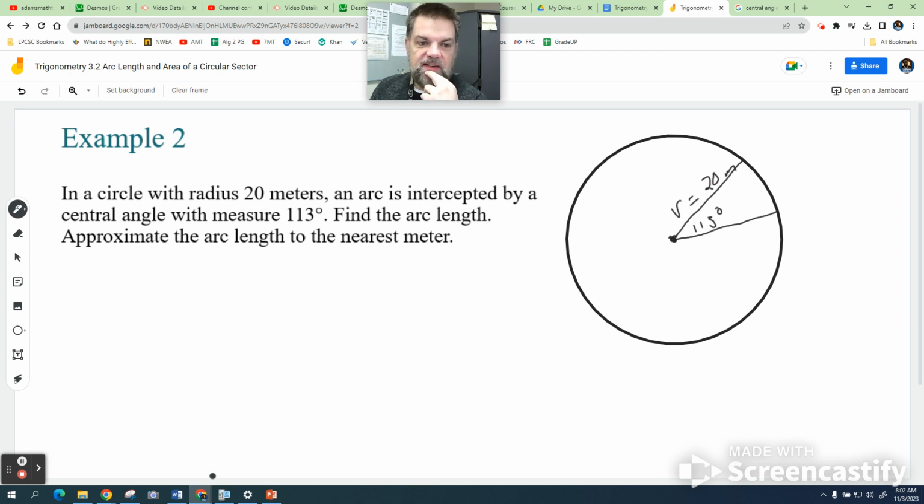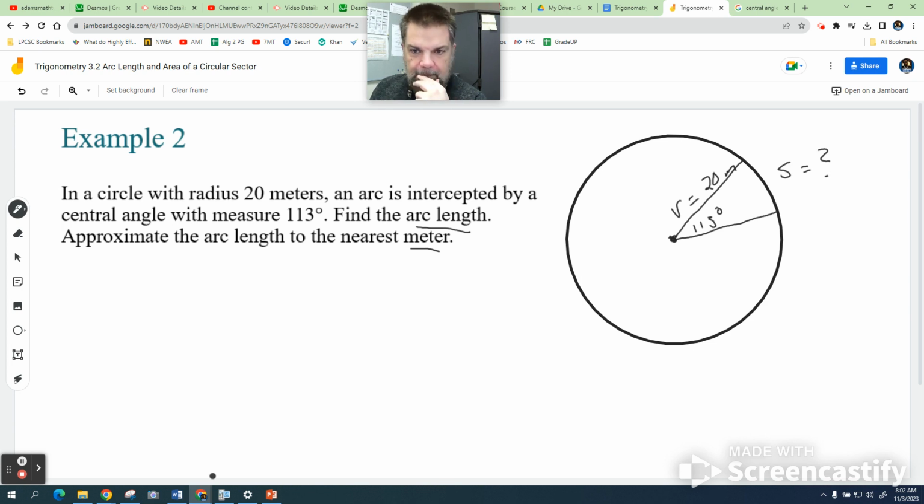And then what's it asking me? To find the arc length. So I want to find the arc length. Okay. And then find the arc length to the nearest meter. So we're going to have to round to a whole number.